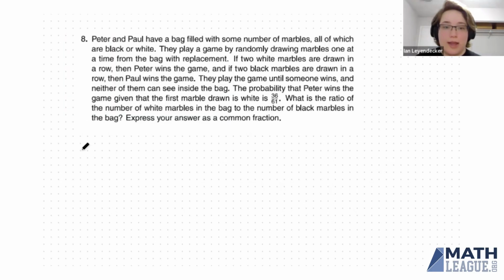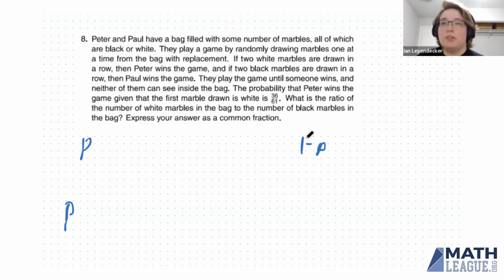Now, first, let's go ahead and define the probability that a white marble is pulled as P. Then the probability that a black marble is pulled is 1 minus P. All right. Now, we know the first marble is white, so there's a P chance that the second marble will also be white. And in that case, Peter wins.